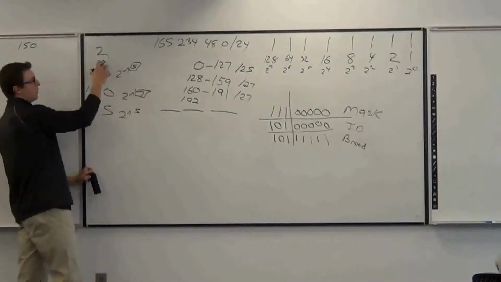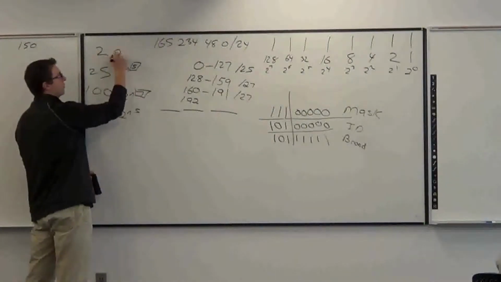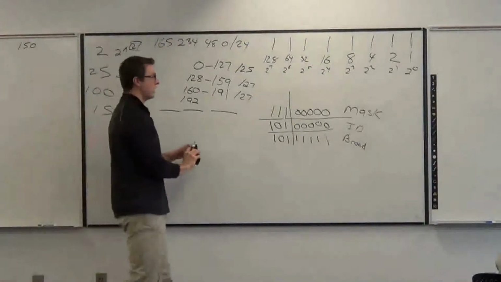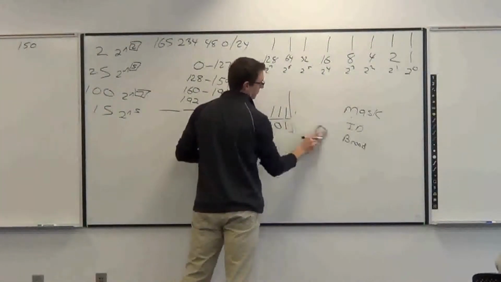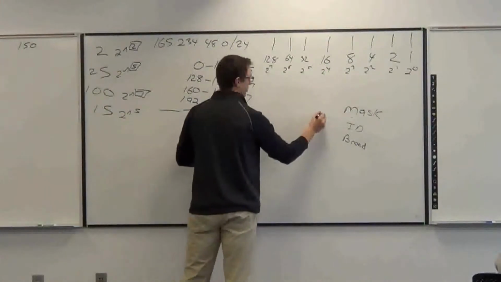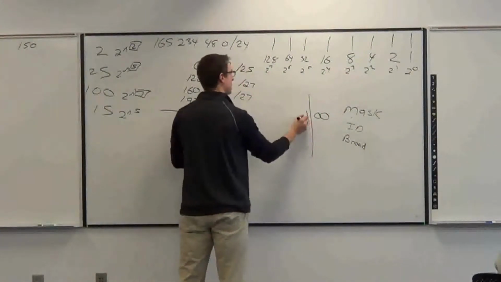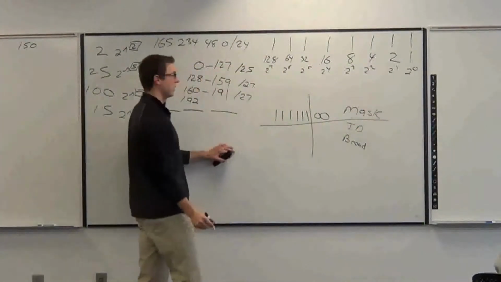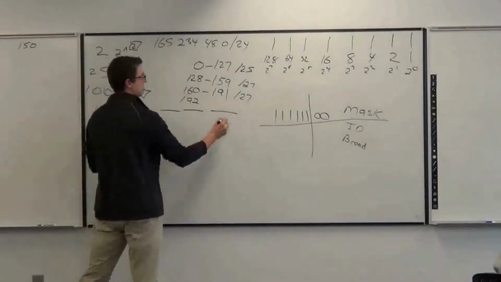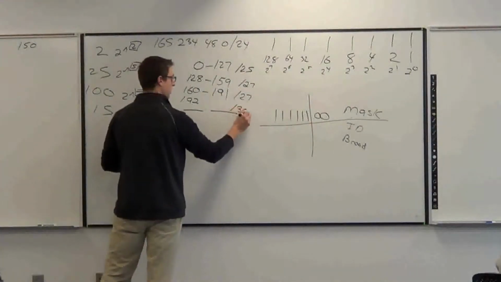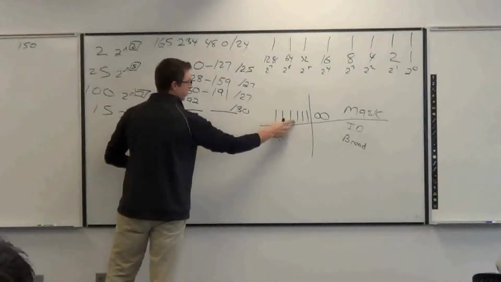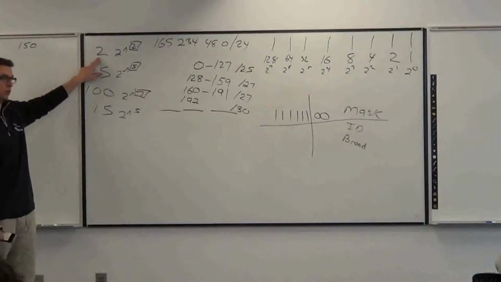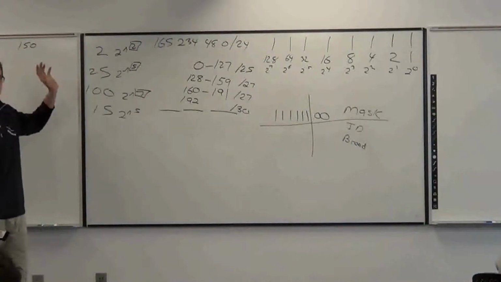My next highest host requirement is 2. 2 to what power for 2? 2 to the second. That tells me 2 zeros right-hand side: 1, 2, 3, 4, 5, 6, 7, 8 total bits. My new subnet mask is going to be a /30: 25th, 26th, 27th, 28th, 29th, and 30th one. Whenever you see a host requirement for 2, it's always going to be a /30. Every time. /30.